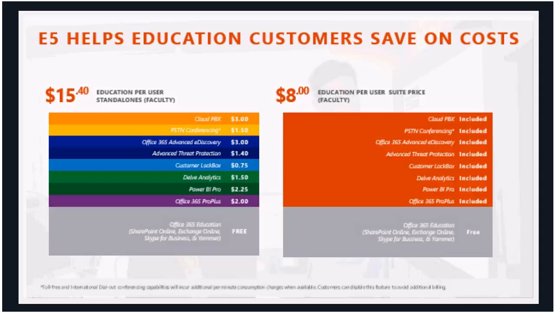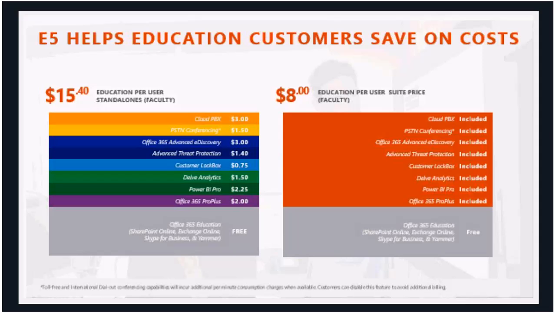You can buy each of these features individually, a la carte, if you will. And maybe if you only need one of these, great, go for it. If advanced threat protection is the component you need and that's all you want, it's there. It's $1.40 per user per month.